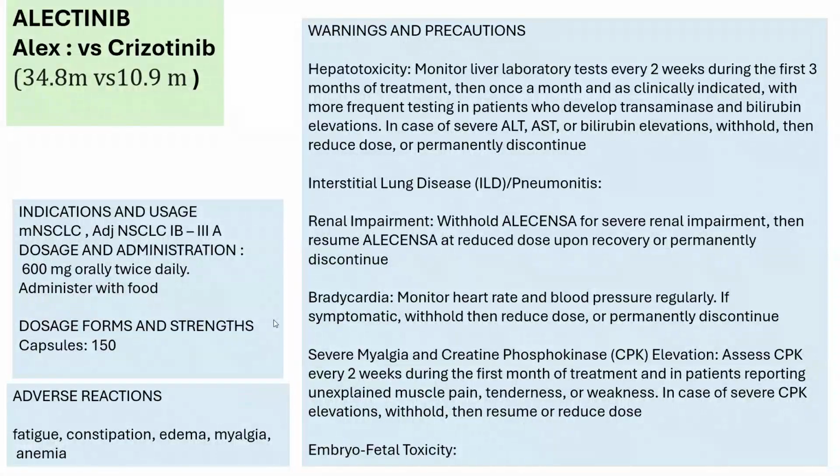So in these patients, what we regularly do is monitor the patients with CPK, the muscle creatine phosphokinase. We do it every 2 weeks for the first month of treatment, and then if the patient is having any unexplained muscle pains or weakness or tiredness, then we go for subsequent CPK testing, and then we reduce the dose or withhold the drug depending upon the toxicity, CTC grading. It comes as 150 mg strength, and the dose that we give is 600 mg twice daily, and we administer alectinib with food. And the other side effects, apart from myalgia, are edema, fatigue, constipation, anemia.